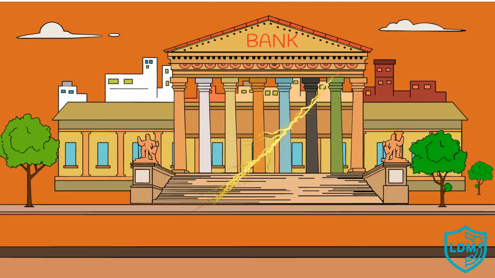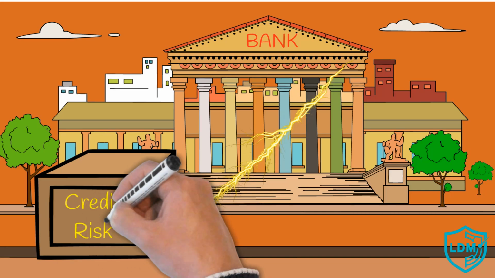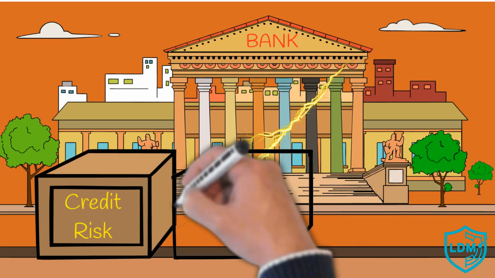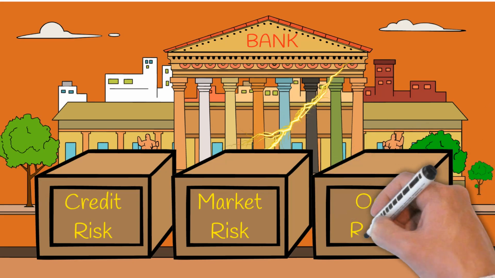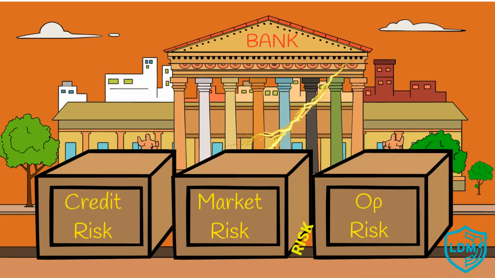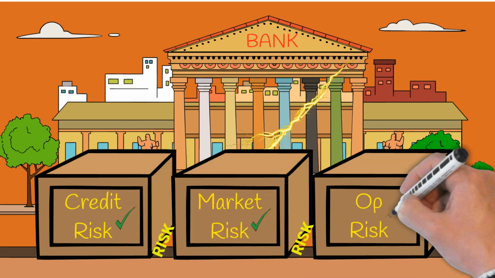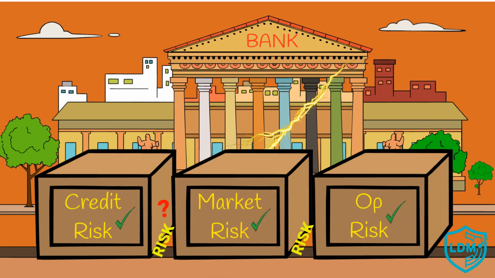The biggest losses in banking don't come from credit. They don't come from markets. They don't even come from operations. They come from the space in between. The place your risk reports don't cover, but your losses live in.